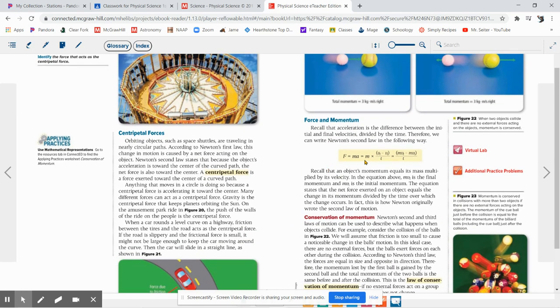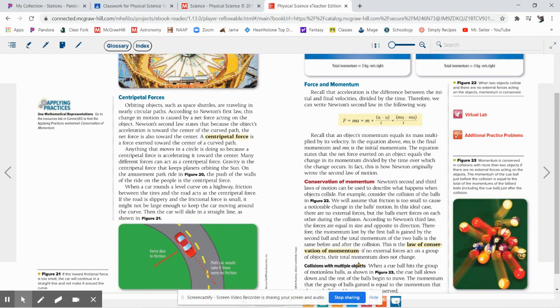Force and momentum, F equals ma. Recall that an object's momentum is equal to its mass multiplied by its velocity. All right. Basically, what we're getting at here is a conservation of momentum. Momentum is always conserved. The law of conservation of momentum: if no external force acts on a group of objects, their total momentum does not change.